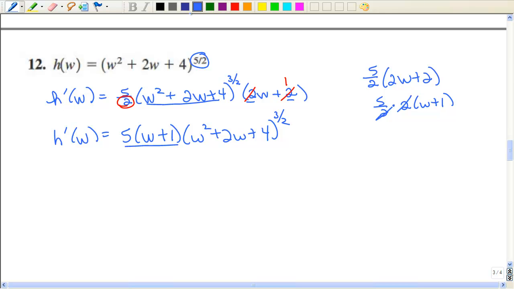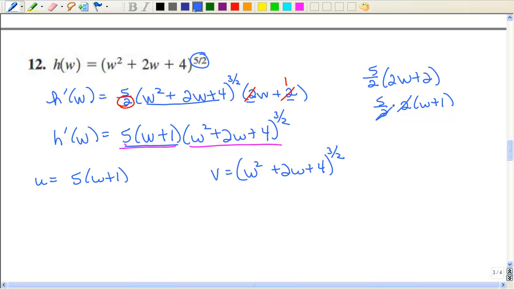So now I'm asked to find the second derivative. Well, once again, I have a product. Now you can take this 5, you can leave it out to the side, doesn't really matter, or just take it with either u or v. All right, so let's see. I'm going to identify u to be that, and v to be that. So the derivative here would be 5 times the derivative of w plus 1 is just 1, so that's 5.